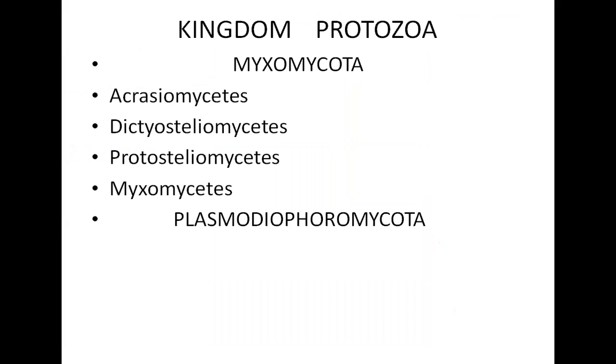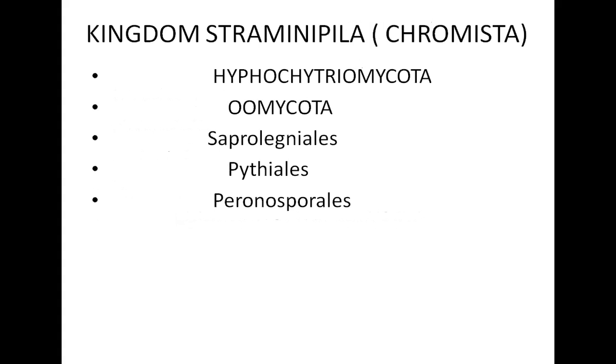Now, kingdom Protozoa. Protozoa includes Acrasiomycetes, Dictyosteliomycetes, Protosteliomycetes, Myxomycetes, and Plasmodiophoromycota. Plasmodiophoromycota contains Plasmodiophora, which causes club root disease of crucifers. Kingdom Straminipila or Chromista contains Hyphochytriomycota and Oomycota. Saprolegniales, Pythiales, and Peronosporales are the orders of Oomycota.